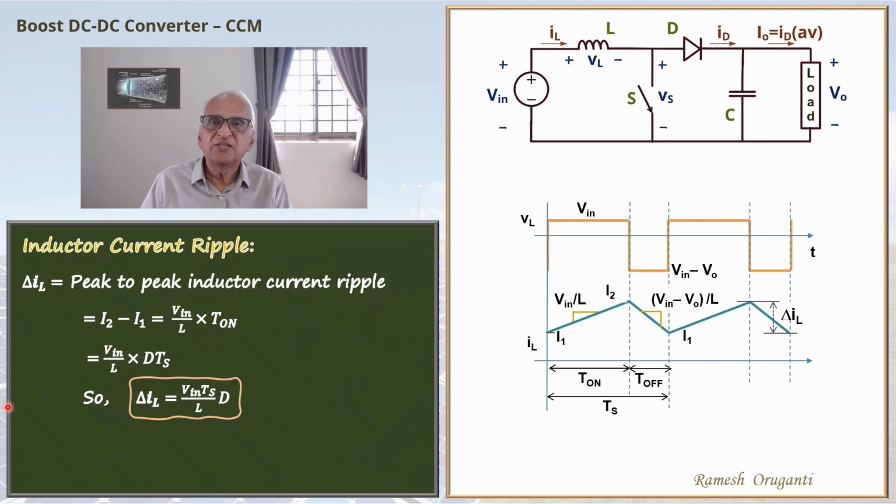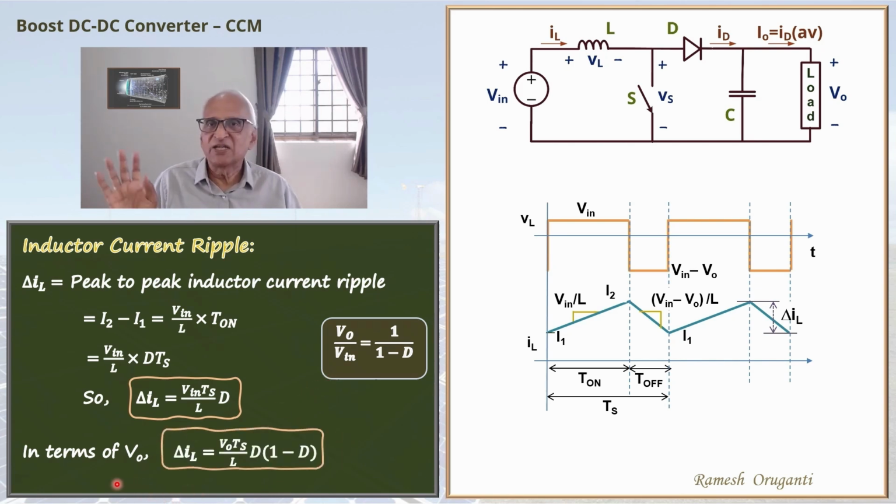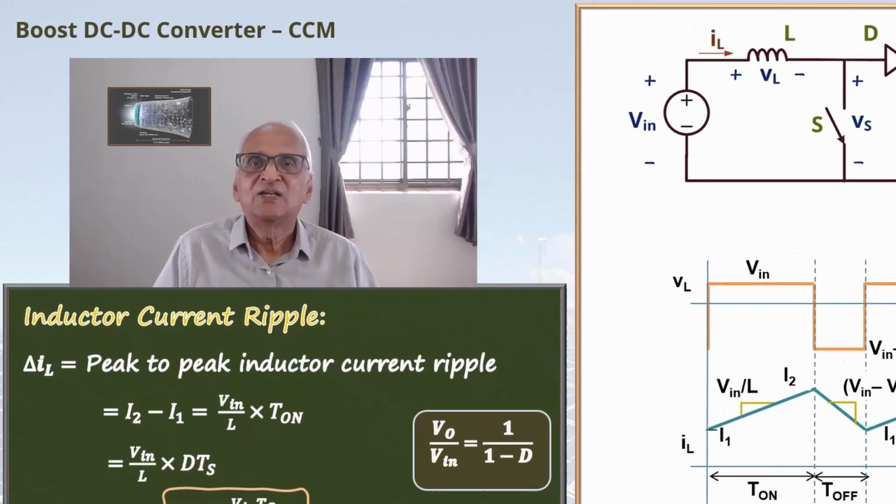You can rewrite this in terms of the output voltage. So V naught by V in is 1 by 1 minus d. So V in is V naught times 1 minus d. So delta IL is V naught Ts by L times d times 1 minus d. This is another form for the same equation. In later videos, we will see some problems on boost converter, then the use of this equation will become clearer.